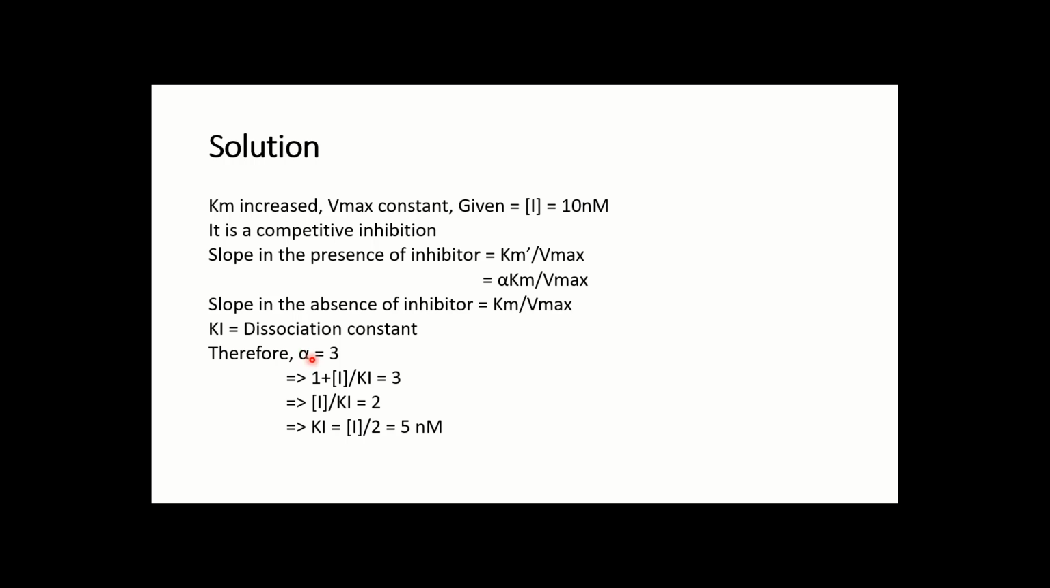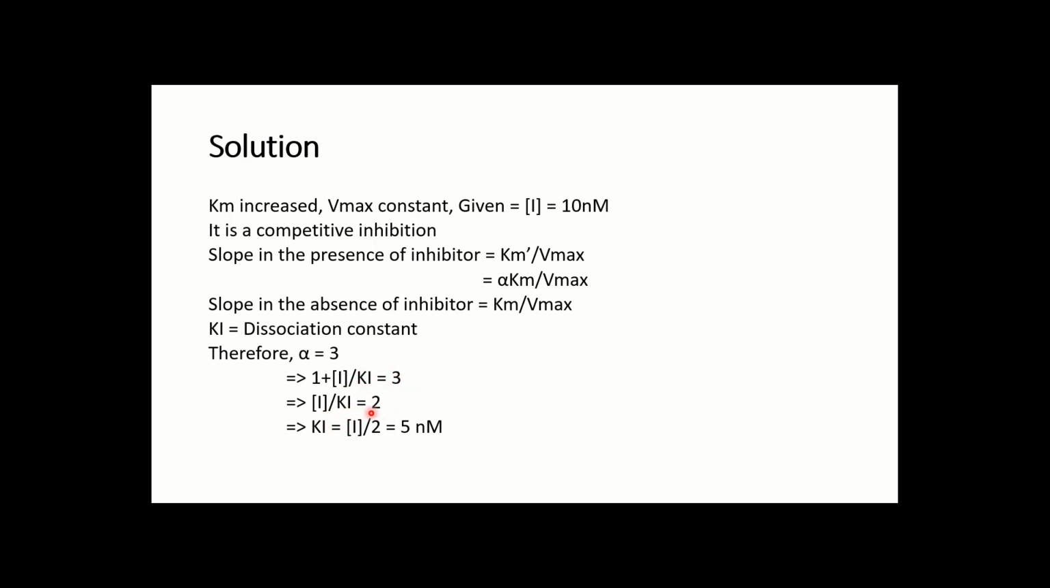As it is given that the slope has been increased by threefold, if you find the ratio of the slope in the presence of inhibitor and absence of inhibitor, you will get alpha, right? Alpha Km by Vmax in the presence and Km by Vmax in the absence of inhibitor. So if you take the ratio, it will come out as alpha. As the slope was increased by threefold, alpha is equal to 3, and alpha is equal to 1 plus I by Ki, where I is the concentration of the inhibitor and Ki is the dissociation constant. So it is equal to 3.